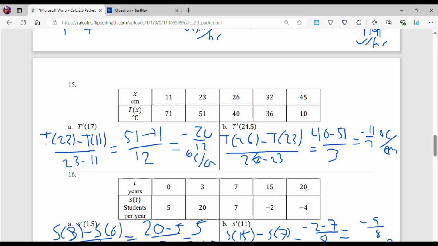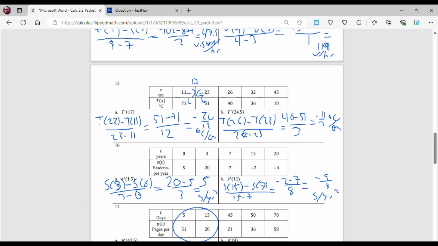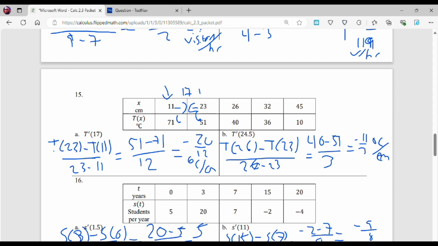Well, you chose 23 and 11 because that gives us our best approximation for t prime of 17. You go to the right 6 units, you get 17. Go to the left 6 units, and you get 17. And so 17 is right in the middle of these two values. So you're just going to find the average rate of change, t of 23 and t of 11, and that's going to give you your approximate instantaneous rate of change at 17.